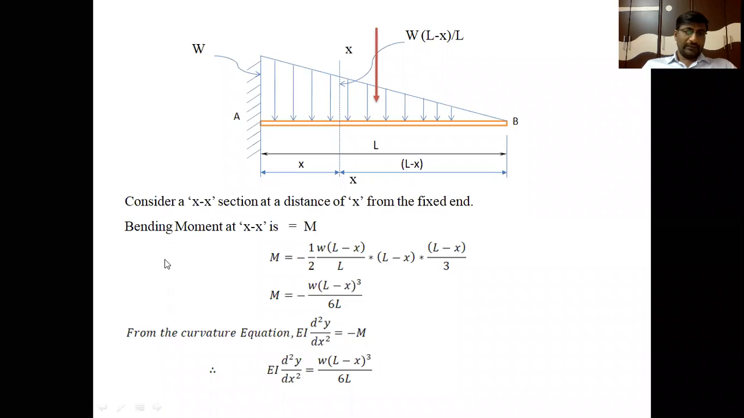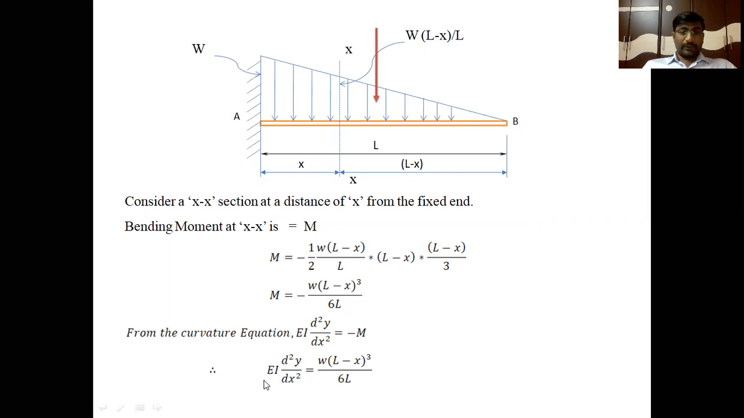Okay, students? So we know that the curvature equation is EI d square y by dx square is equal to minus M. This equation was already derived in the last class, the first class of this unit 4. In place of M, we know that the M value is minus W into L minus X whole cube by 6L. So by substituting the M value here, minus minus plus, W into L minus X whole cube by 6L is the EI d square y by dx square, the curvature.